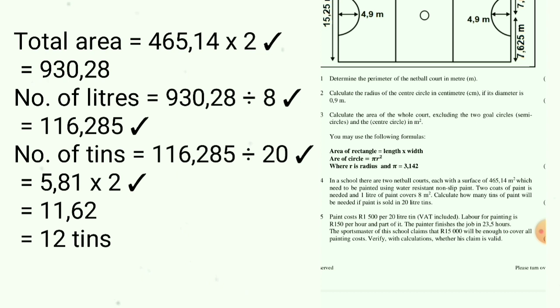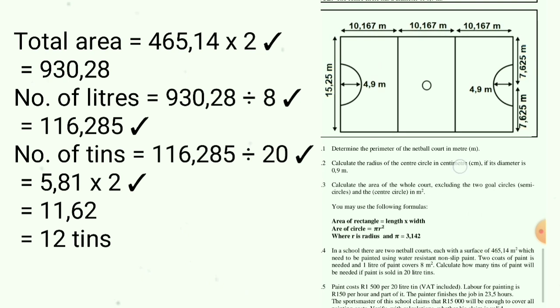Number of tins equals 116,285 divided by 20, this is a 20-liter tin. And then it equals 5.81 multiplied by 2. Why do we multiply by 2? Because there are 2 courts.